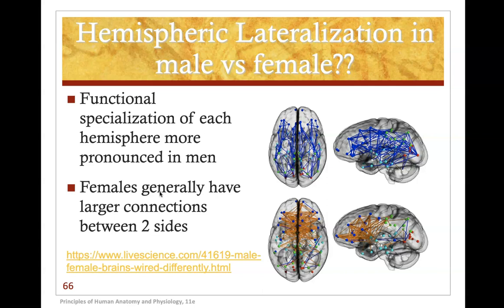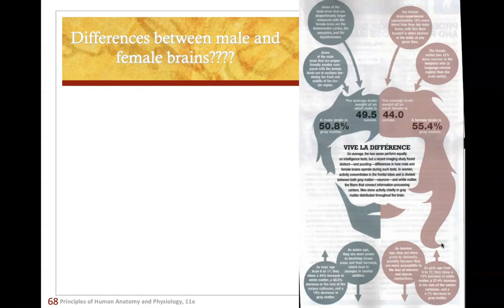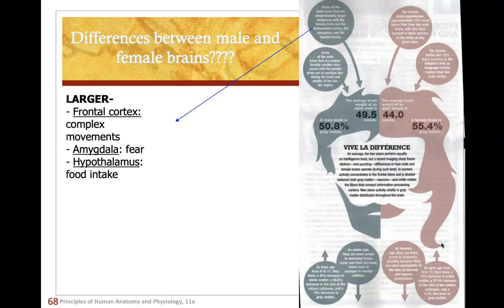And then females generally have the larger connections between the two sides, as you can see here. And so those neural connections going from the left hemisphere to the right hemisphere can account for women's better verbal skills, as well as some of those intuitive abilities. Again, that's not to say that men aren't good at this too and don't have those connections, because it's different from individual to individual. She's just making generalizations of what they've seen percentage-wise.